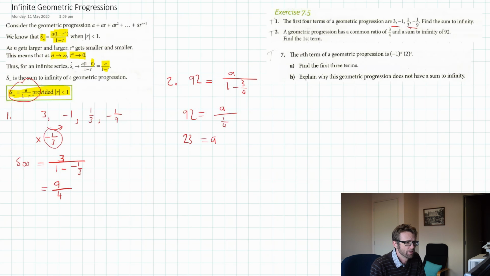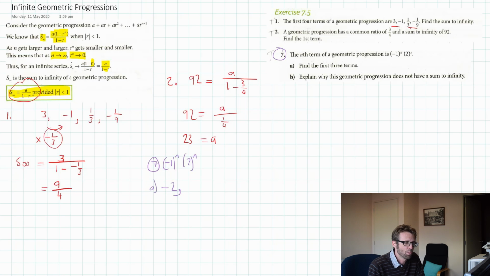My final question for the day, number 7. The nth term of a geometric series is minus 1 to the power of n, times 2 to the power of n. Find the first 3 terms. Well, we just insert n is 1, n is 2, n is 3. So, first part, first 3 terms. If n is 1, what have I got? Minus 1 to the power of 1 is minus 1, times 2 to the power of 1, so I should have minus 2. Now I'm going to put in n is 2.